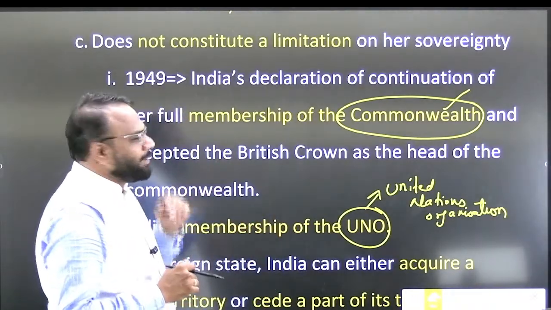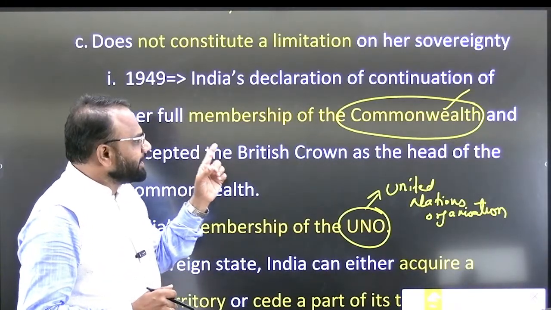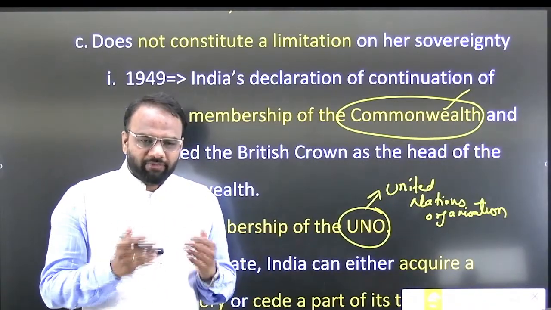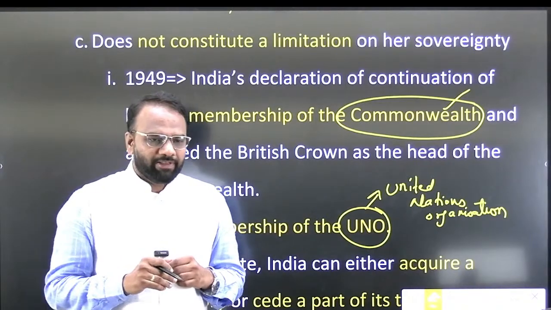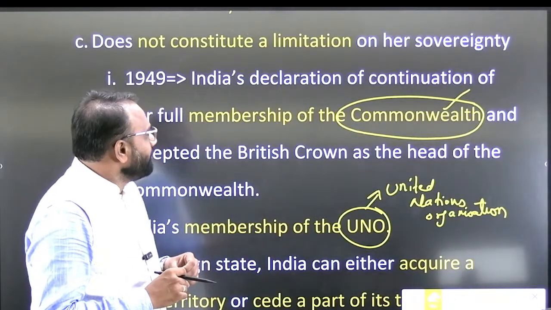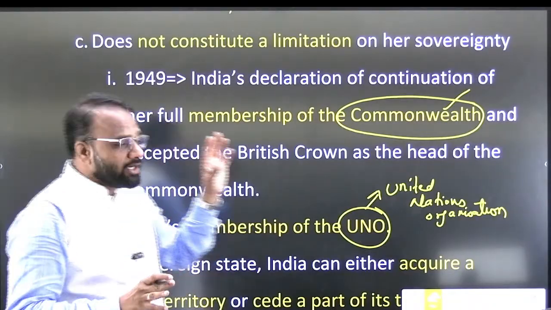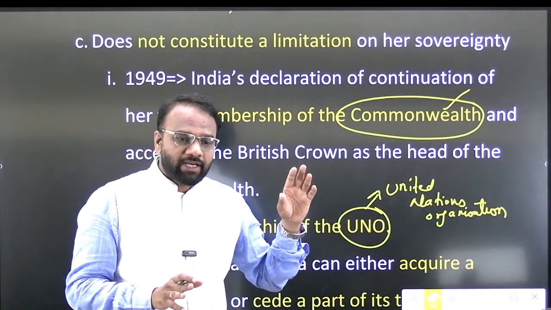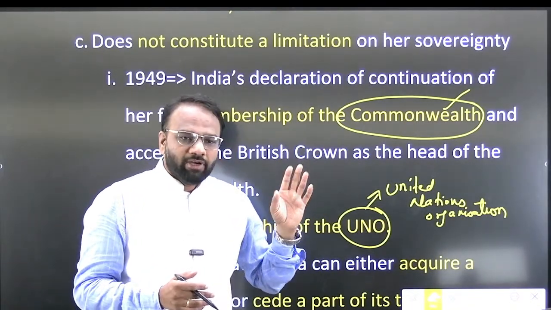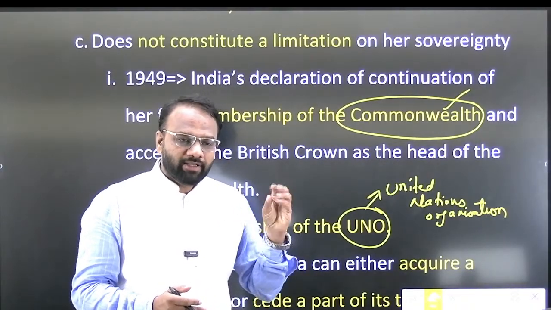So even after getting independence, we got independence in 1947, but in 1949 India declared that we will not come out of the Commonwealth, we will still remain a member of the Commonwealth. Whether this will destroy the sovereignty of India? We should not consider it like this. It should not be considered a limitation on the sovereignty of India. Even though India is a member of the Commonwealth, we should not consider that it limits the sovereignty of India.